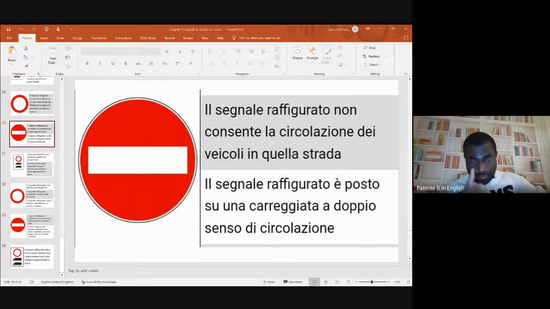As simple as that. Now, the second one says that il segnale raffigurato è posto su una carreggiata a doppio senso di circolazione, and the answer is false. No, these signals are always located on one-way circulation. That is why one sense is being blocked, or you must not enter that particular sense. If you see this signal, you must enter from the opposite sense. So the first one is false, and the second one is also false.